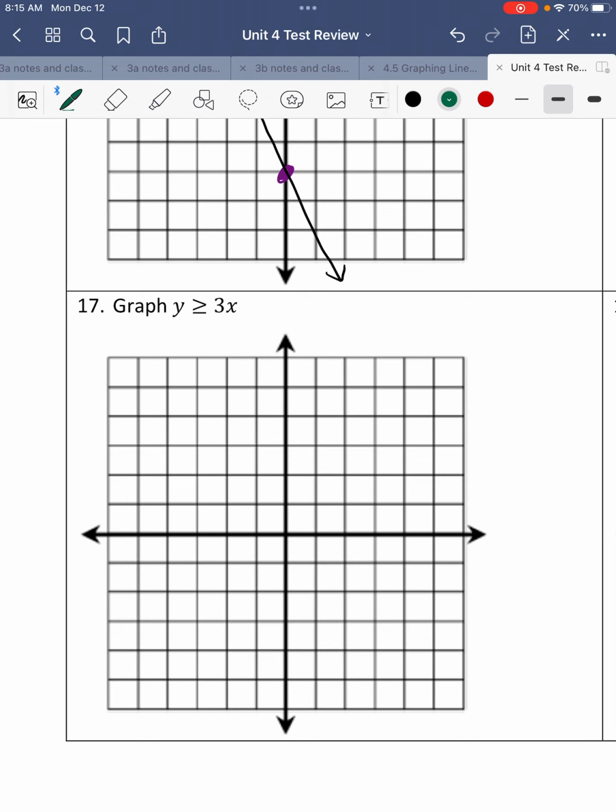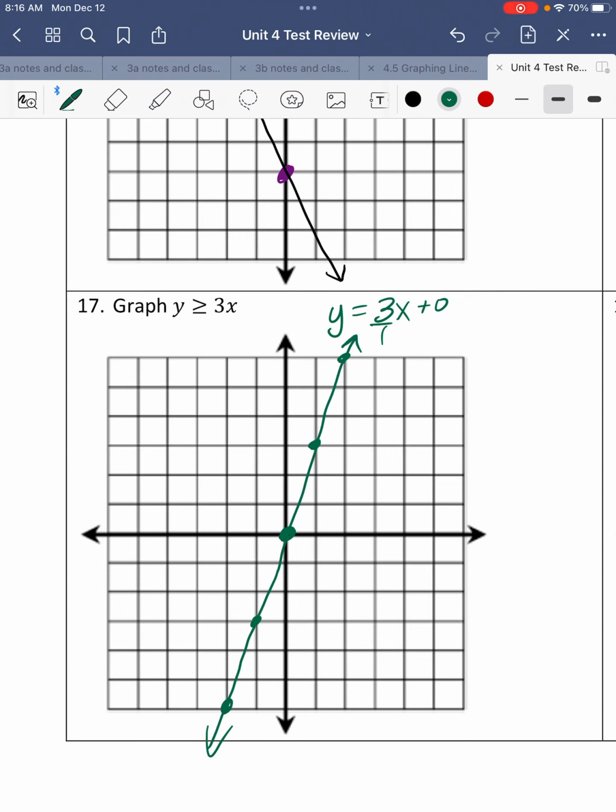All right, number 17, we need to graph y equals 3x. We're going to do the exact same thing as we just did. Graph it as if it's y equals mx plus b. It's 3x. We don't know the y-intercept. Well, that's 0, y-intercept 0. The slope is 3 over 1, so up 3, right 1. Up 3, right 1. We could also go down 3 and left 1. It keeps on the same line.